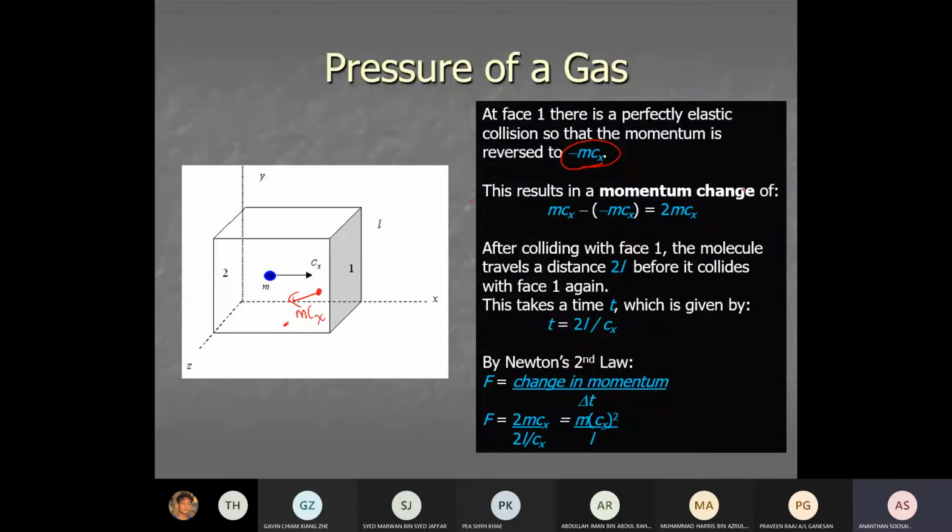This results in a momentum change. So what is the momentum change experienced by the ball? mcx minus negative mcx, so 2mcx. This is the change in momentum experienced by the ball. Or we can say this is the same momentum change experienced by the wall. The wall also experiences the same change in momentum, the same magnitude, 2mcx.